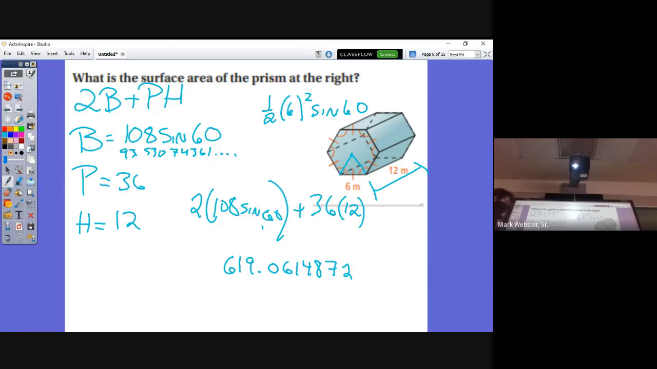But this is what you get, and then again, we're talking about rounding to the nearest 4 decimal places. So like here, that 8 means we go up in 619.0615. My units are meters, so meters squared. Okay?